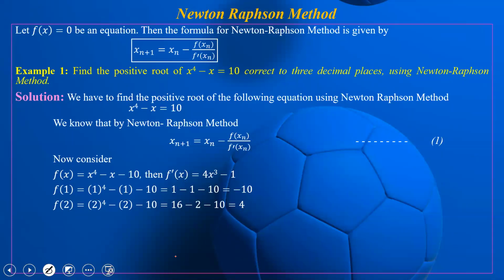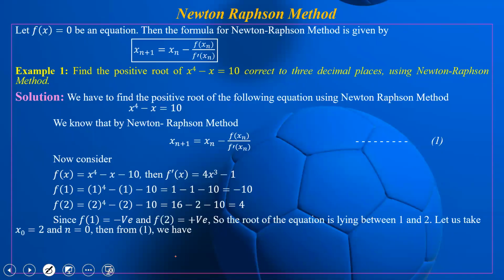Okay, let us see what will happen over here. Since f of 1 is negative and f of 2 is positive, the root of the equation lies between 1 and 2. Let us take x0 equal to 2. Let us take the value of x0 as 2.